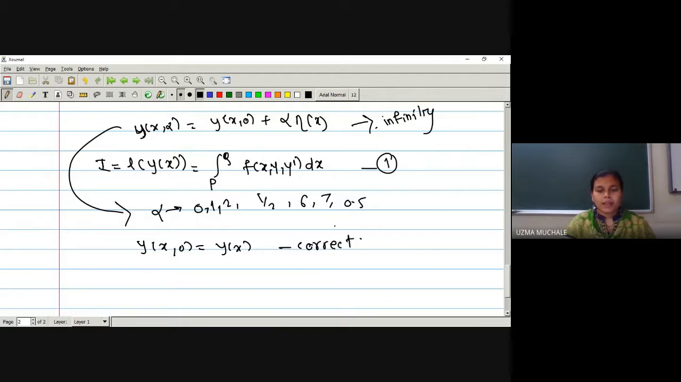What is that correct path? All are correct paths, but our aim is to find the Euler-Lagrange equation in such a way that the value of this integration should be extremum. So for that we are selecting the shortest path. That's why we rename y of x0 as y of x, a correct path. That means for alpha equal to 0, out of infinitely many curves we get the single curve for which alpha equal to 0, meaning the curve coincides with the straight line.